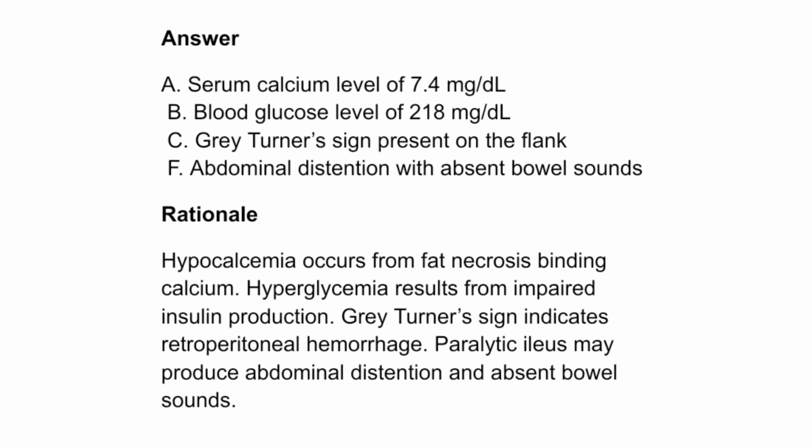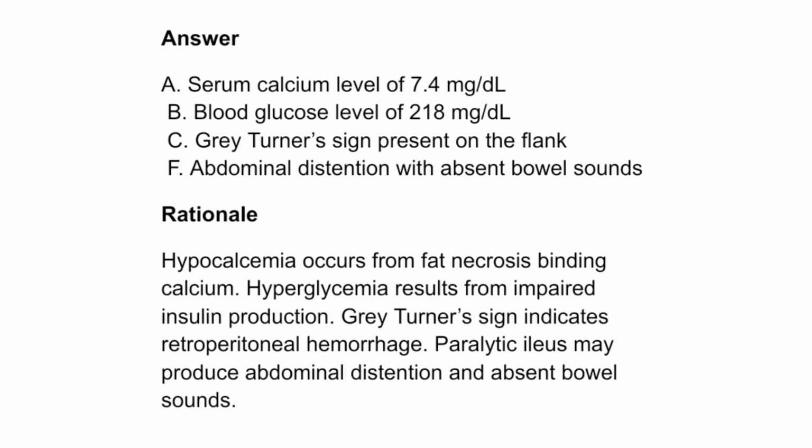The answer is A. Serum calcium level of 7.4 milligrams per deciliter. B. Blood glucose level of 218 milligrams per deciliter. C. Gray Turner sign present on the flank. F. Abdominal distension with absent bowel sounds.